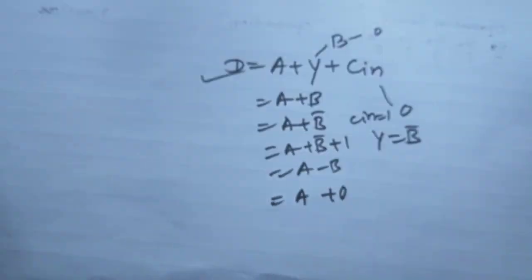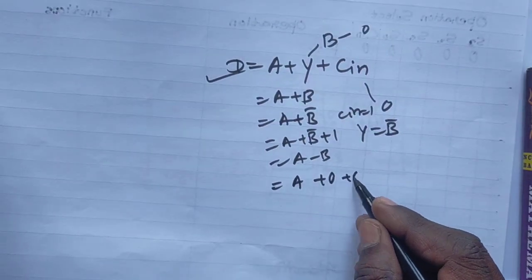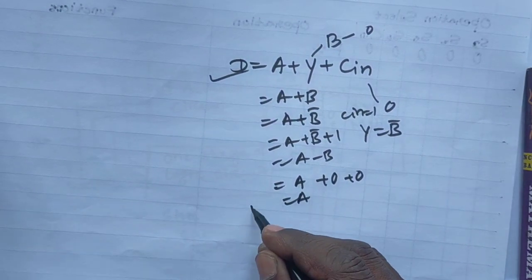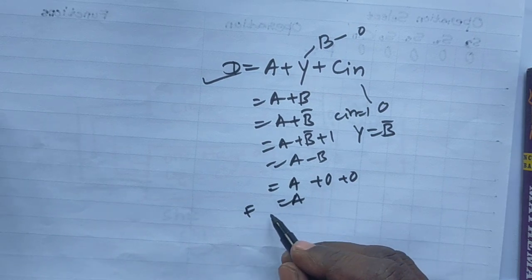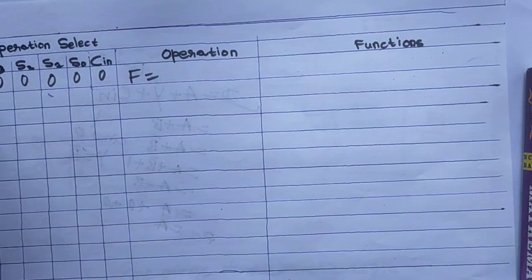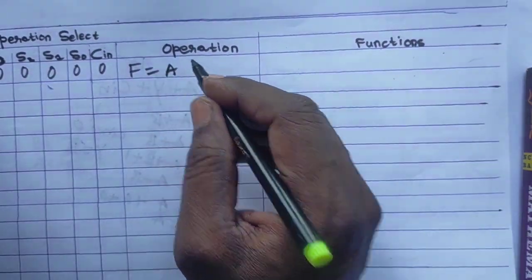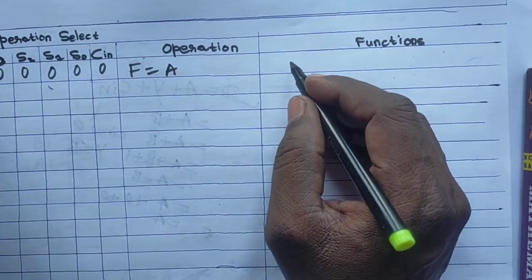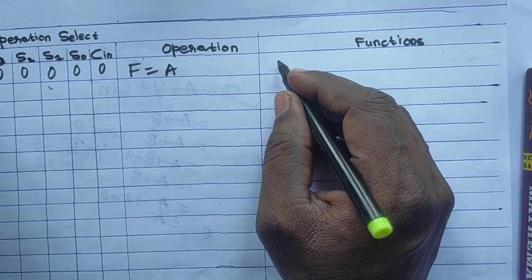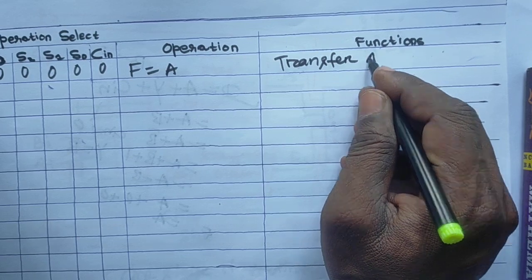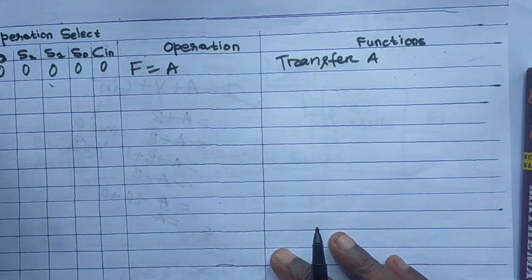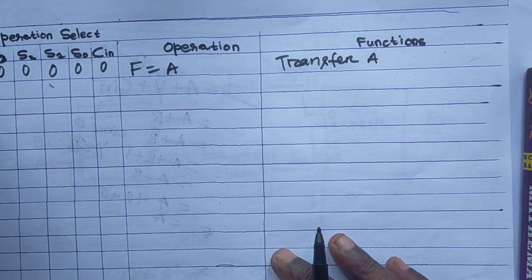Okay, that means b is 0 and Cn is 0, so total a. So the functional value is a. Okay, d is a, d means arithmetic value a. So in that case what happens, we can write simple a. In this case we can write that as transfer a. Okay, we can write transfer a, in a very simple way.